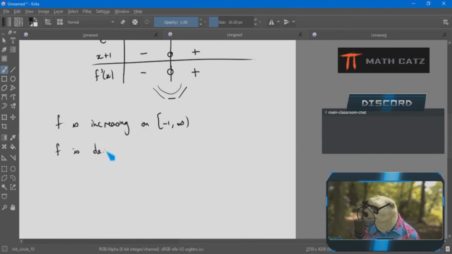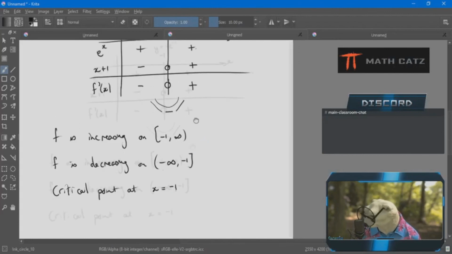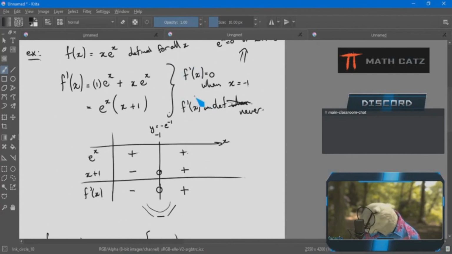And f is decreasing on -infinity to -1. Critical point? Yes. It's at x equal to -1 because it came out of my check of the derivative and there is an actual y value. There is a point. Critical point.